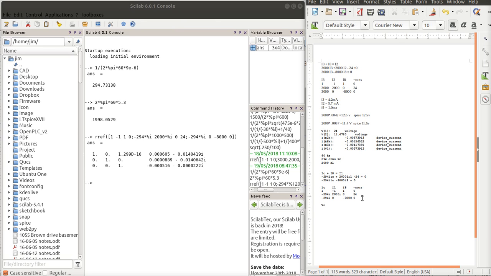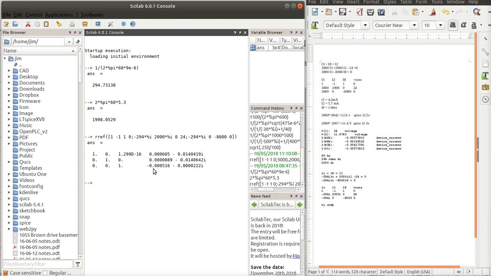So the voltage across the capacitor is equal to the voltage across the 8K resistor because they're in parallel. So I can either take the current through the 8K resistor and multiply it times 8,000, or I can take the current through the capacitor and multiply it times its capacitive reactance, which is minus 294i. My choice. How do I do that in Scilab?